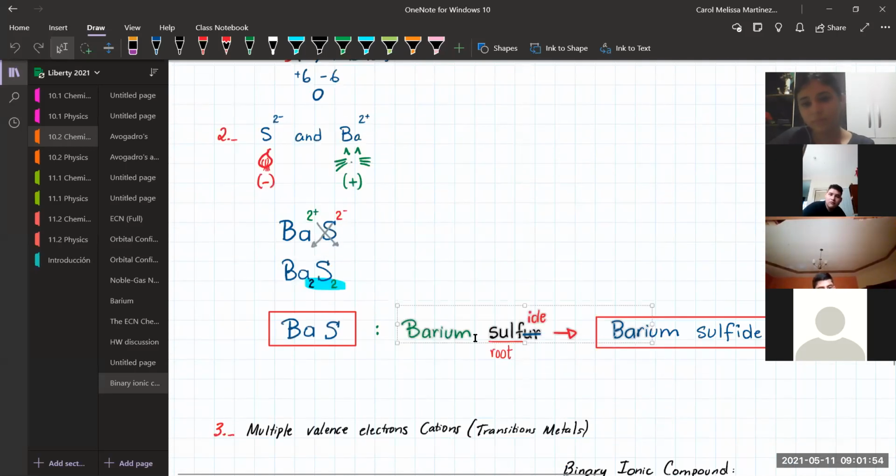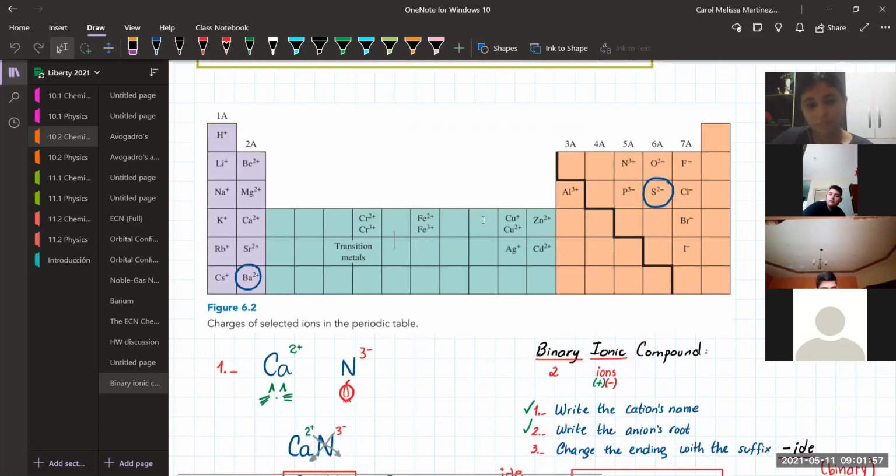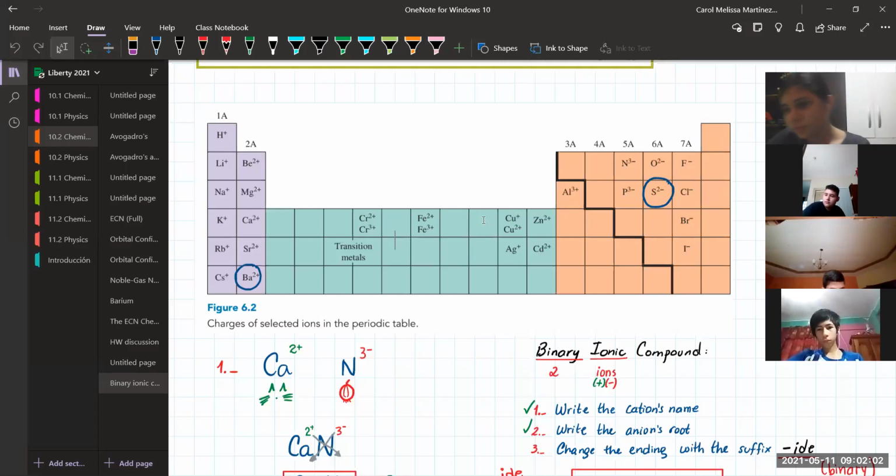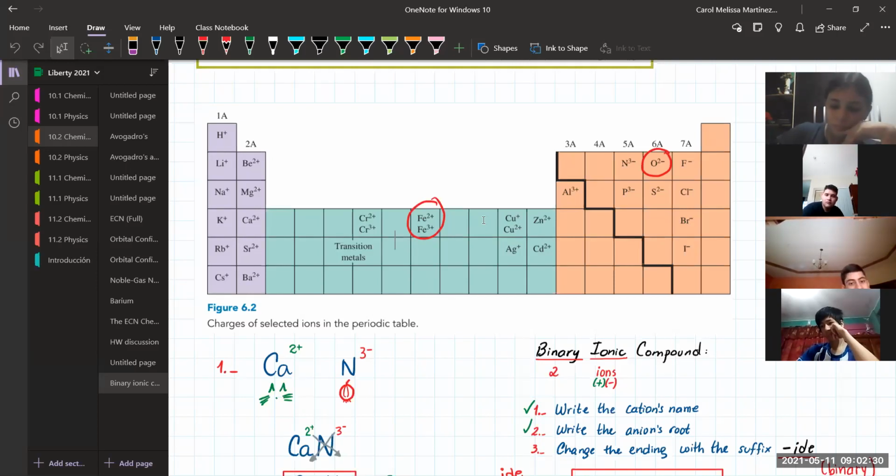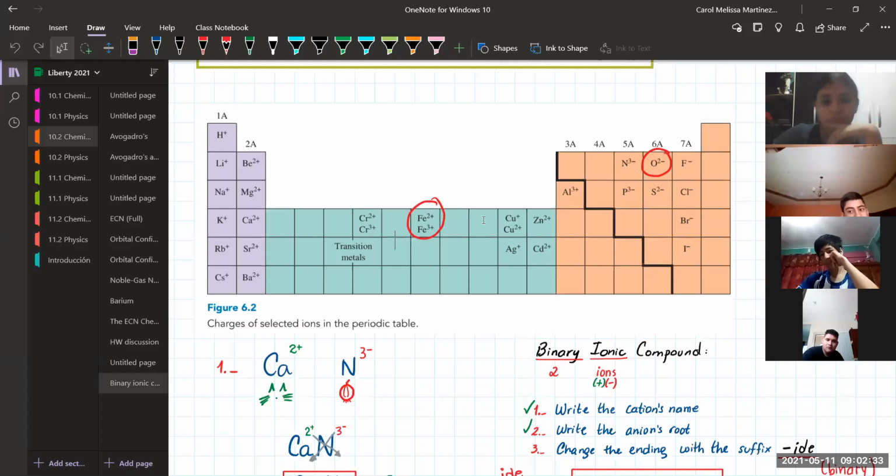Now, in the table that you have here, you can notice that we have elements that can form multiple ions. For example, iron. Iron can either use 2 plus or 3 plus as a charge. So what can we do if I, for example, want to combine iron with oxygen? How can we specify which iron I am using?